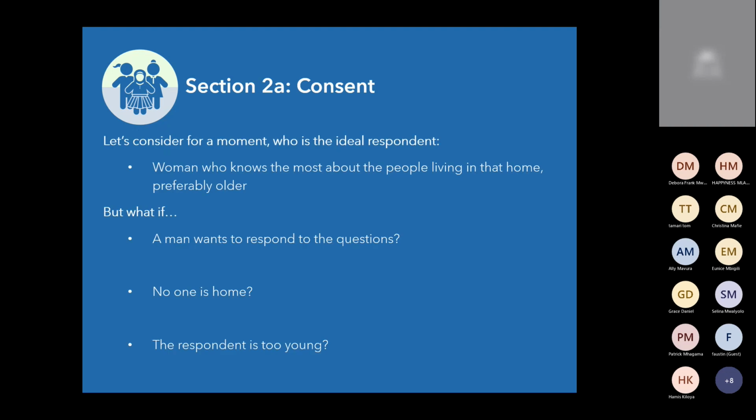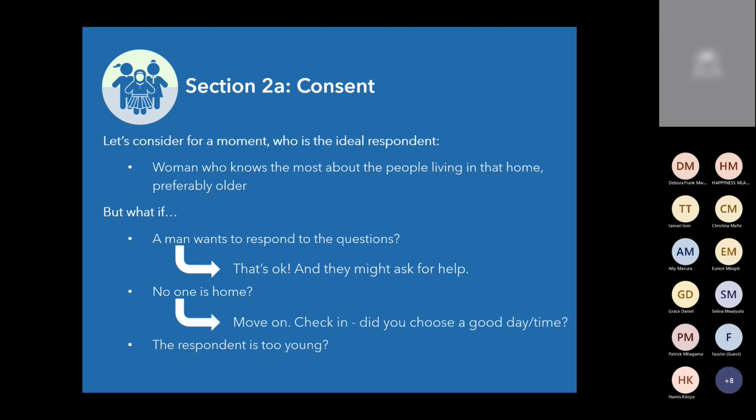So again, let's consider for a moment who the ideal respondent is. It's a woman who knows the most about the people living in that home, preferably an older woman. And again, there's some what-ifs here. What if a man wants to respond to the questions? That's totally okay. And again, they might ask for help, or it might become almost a group effort. But if he insists or he doesn't feel comfortable with you speaking to his wife or aunt or grandmother or whatever, there's no need to fight it too hard. You can just say, that's fine, I'll speak to you instead.